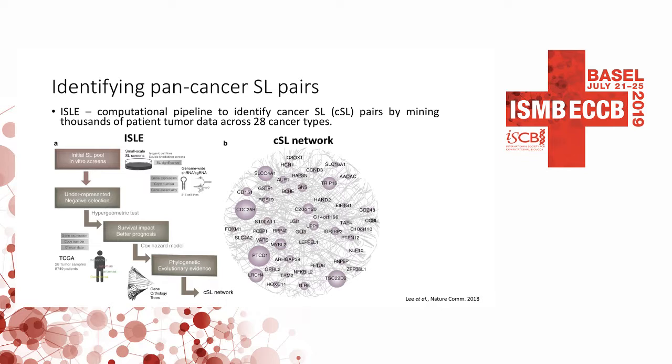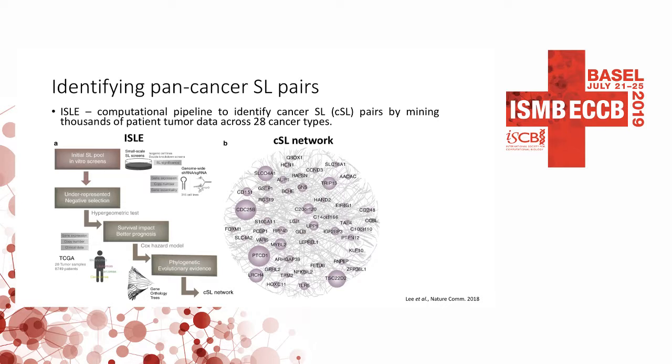ISLE uses TCGA data, 28 cancer types, around 9,000 patients. It has 4 different steps. I will just talk about 2 of them. It looks for negative selection in the patient tumor data. If 2 genes are lost or have low expression or low copy number, they should be less likely to occur by chance because synthetic lethal pairs are bad for cancer, right?